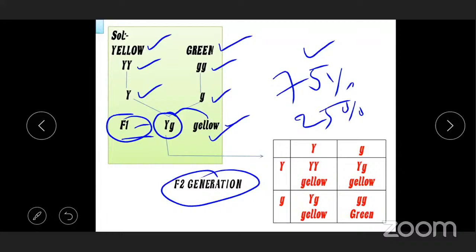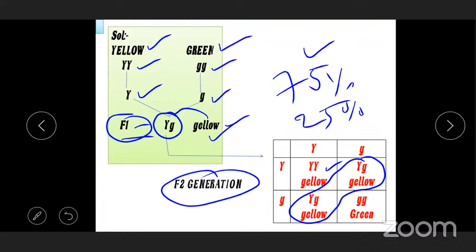This is capital Y, capital Y. This is capital Y, capital Y. So, homozygous yellow. These two are capital Y, small y. That is why two dissimilar genes. So, this is also yellow, but this is a heterozygous yellow.